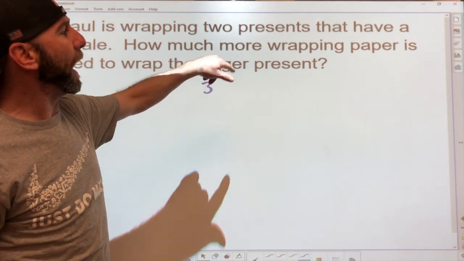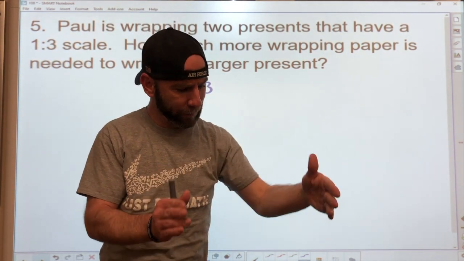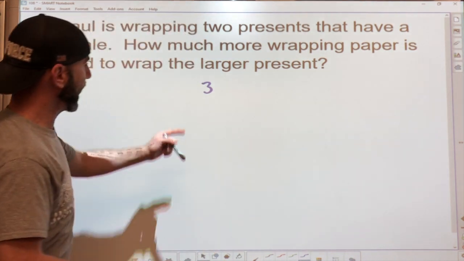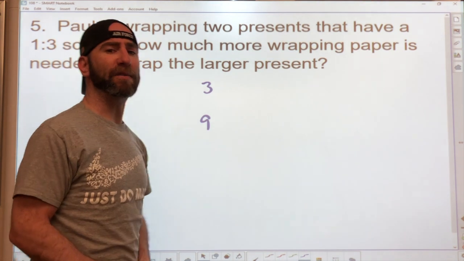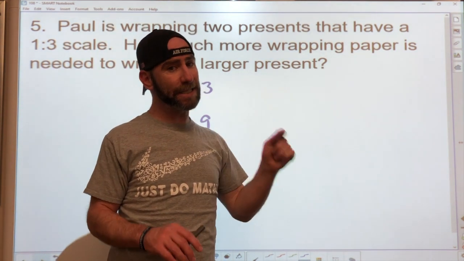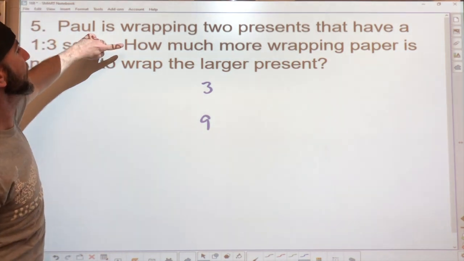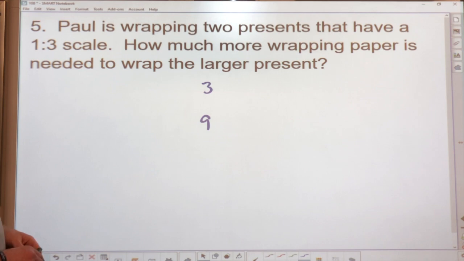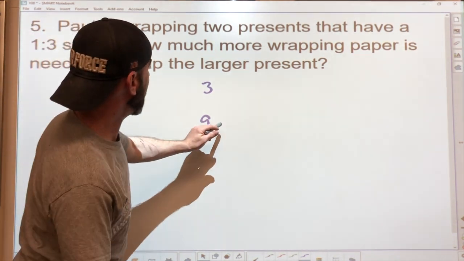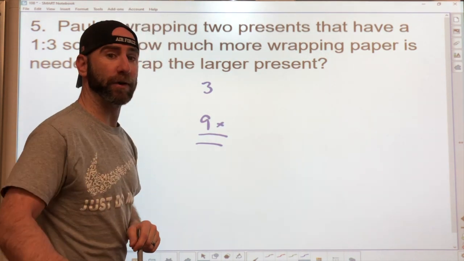If we're going to wrap the present, that's going to be surface area to cover the present with wrapping paper. So we're going to take the scale factor and square it. So the amount of wrapping paper needed now is 9 times more than we needed the first time. So the question says, how much more wrapping paper is needed to wrap the larger present? Well, 9 times more wrapping paper for the new present.